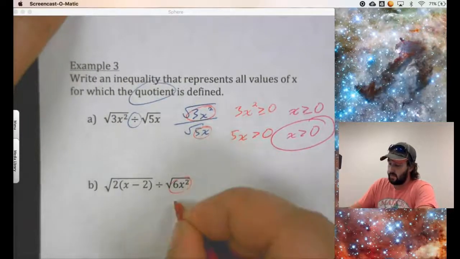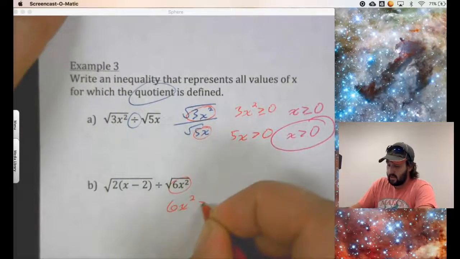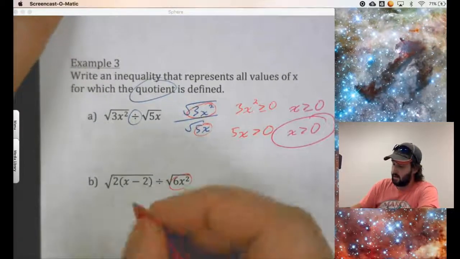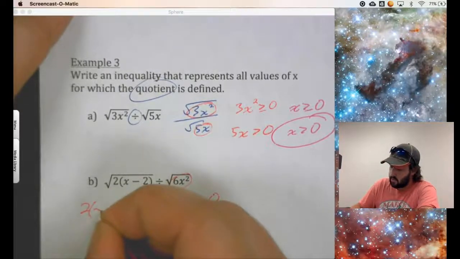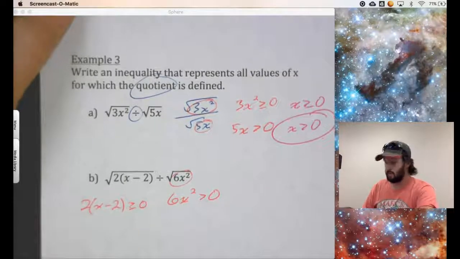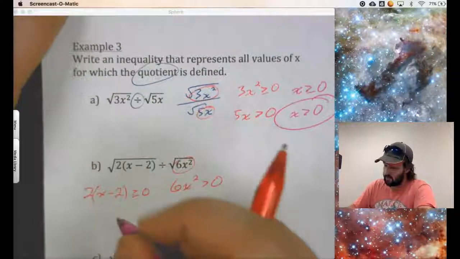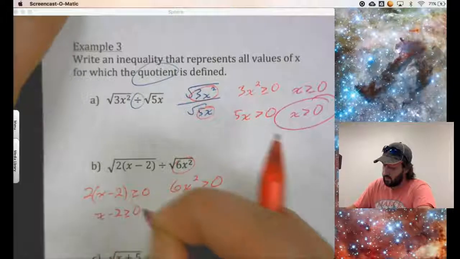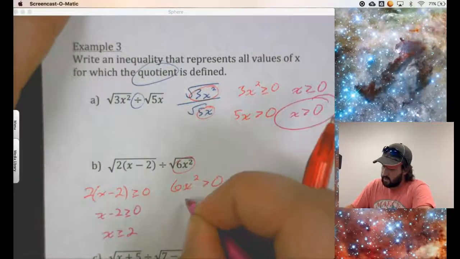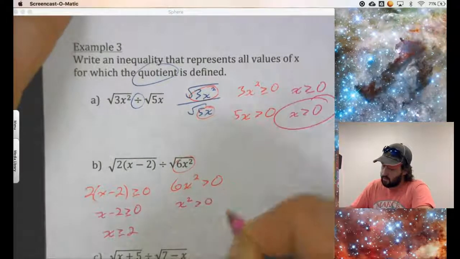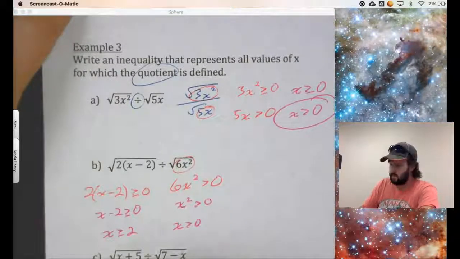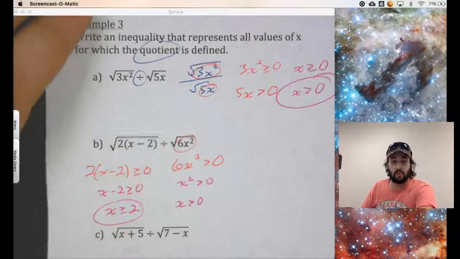Likewise, in this one, this 6x squared has to be greater than 0, but it cannot be equal because we're dividing by that. Also, this 2 times x minus 2 has to be greater than or equal to 0. So let's see which one is more restrictive. So if I divide by 2, this is x minus 2 greater than or equal to 0. Then if I add the 2, x is greater than or equal to 2. Here if I divide by 6, then I have x squared is greater than 0. Take the square root, x is greater than 0. So the one that is most restrictive is the one that's saying it's only the values greater than 2.